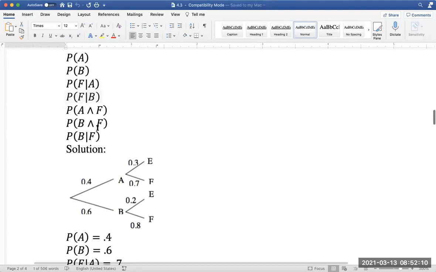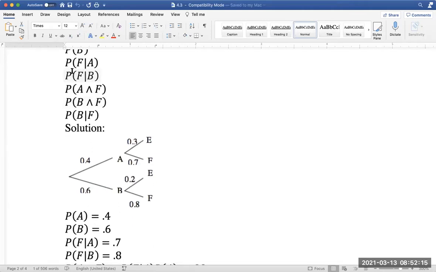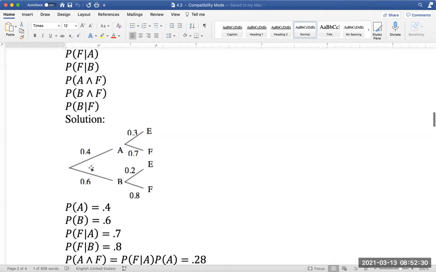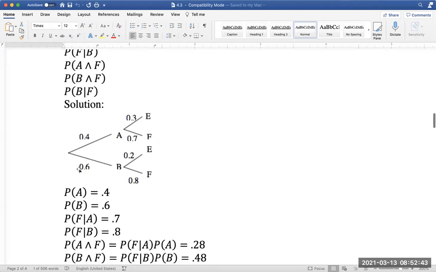I want to find the probability of B. Well, the probability of B here is 0.6. I want to figure out the probability of F given A. So I have here the probability of F given A is 0.7. I want to figure out the probability of F given B, 0.8. I want to figure out the probability of A and F: 0.4 times 0.7, 0.28. I want to figure out the probability of B and F: 0.6 times 0.8, 0.48.